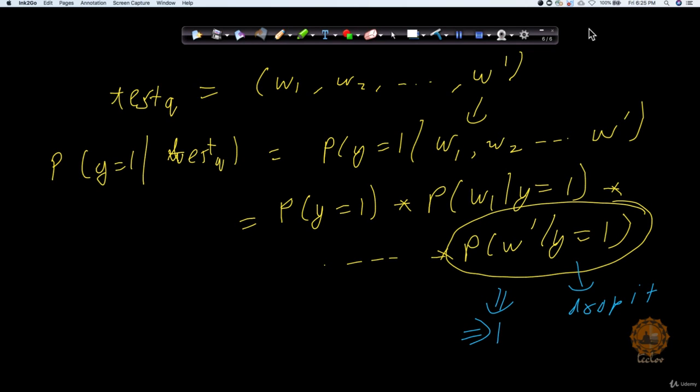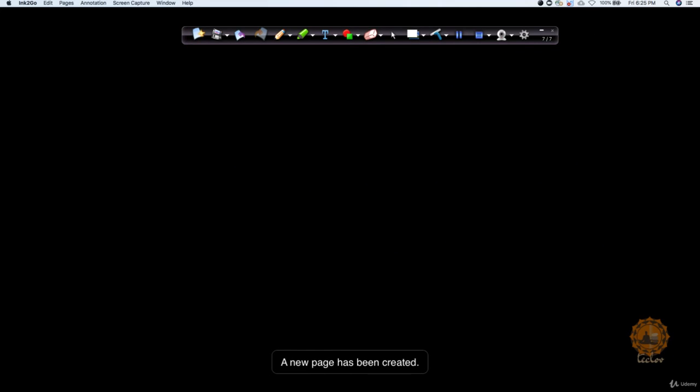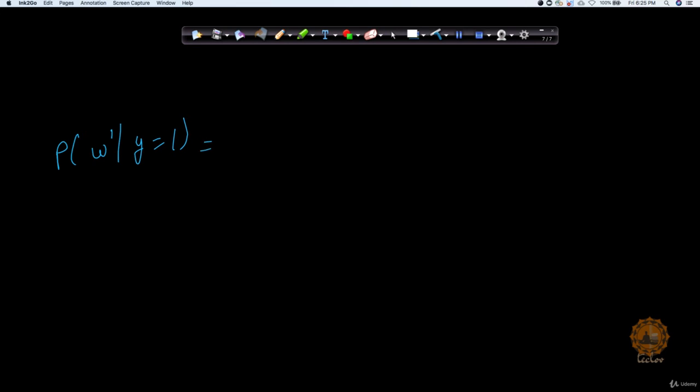So in order to solve this particular problem, we use something called Laplace smoothing. Now, what is this Laplace smoothing? Sometimes you will hear this term called additive smoothing also, so sometimes people do refer to it like that. So now in this case, what we do is we say P of W dash, that is the probability of W dash given that y is equal to 1.